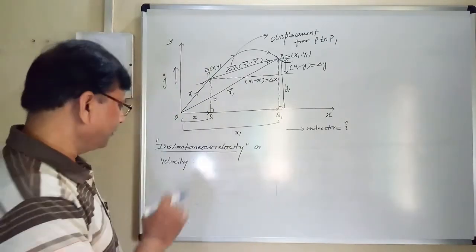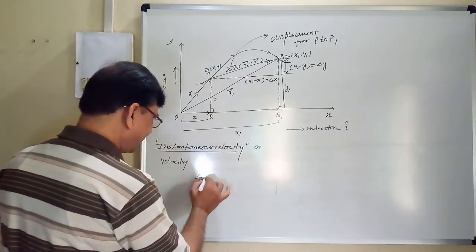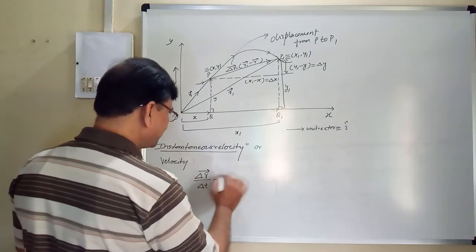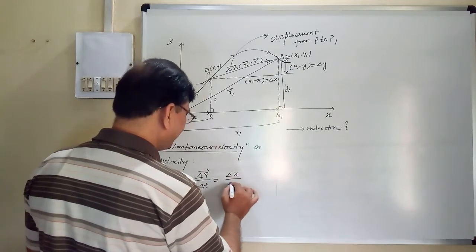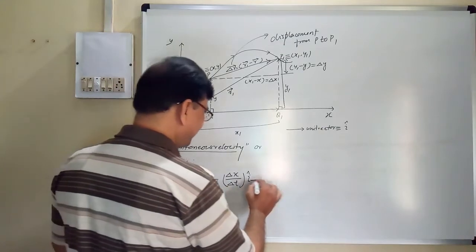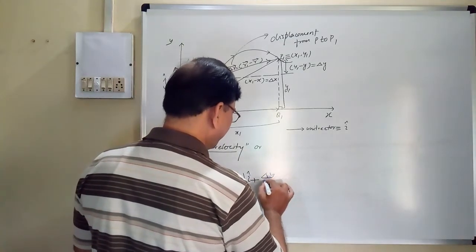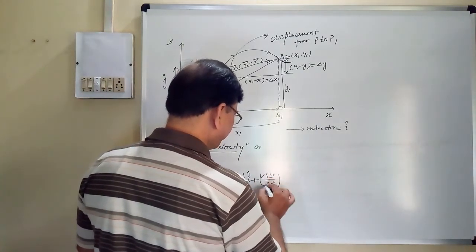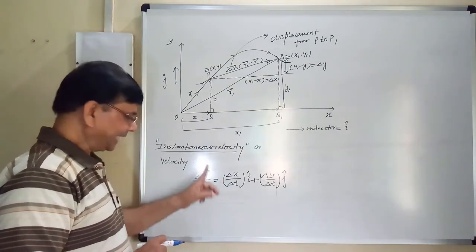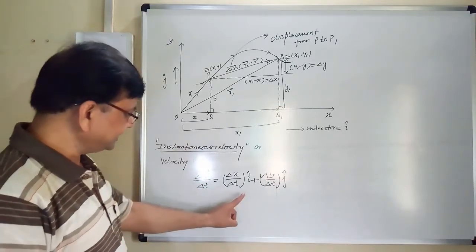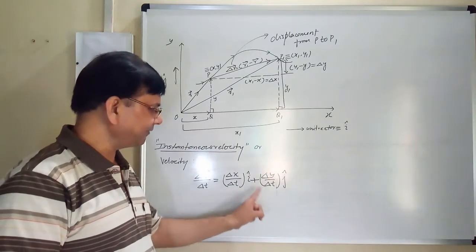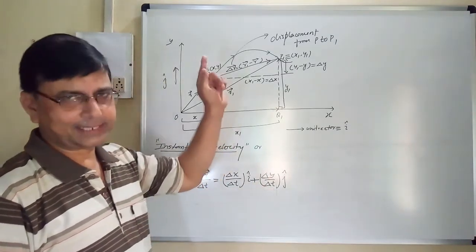Now we have got this relation: delta R, that is displacement per unit time, is equal to delta x upon delta t i plus delta y upon delta t j. Now delta R upon delta t is the average velocity. This is the average magnitude along the x-axis. This is the average magnitude along the y-axis.